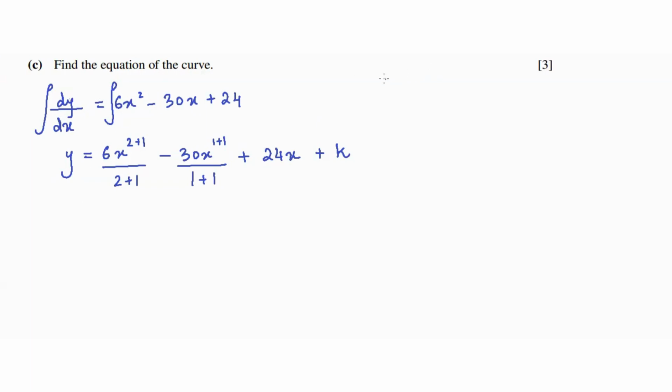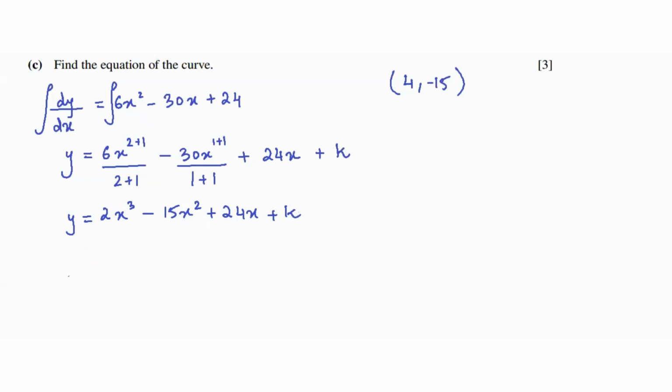Now we know that on this curve, we have a point (4, -15). So what we do is we substitute this point in the equation of the integral to find the value of k. When you simplify this, you get 2x cubed minus 15x squared plus 24x plus k. Now we substitute the stationary point in the equation to find the value of k.